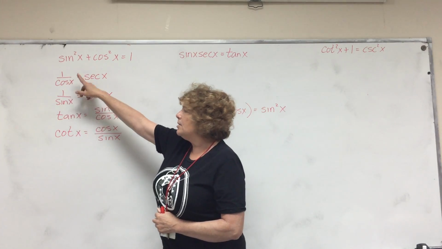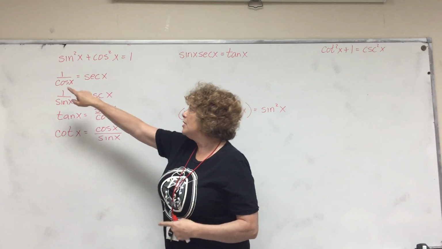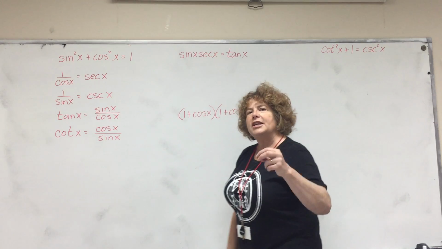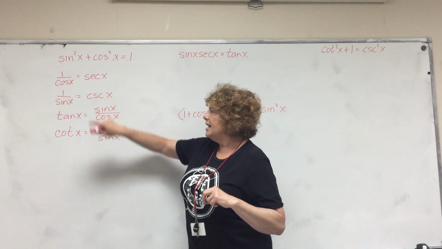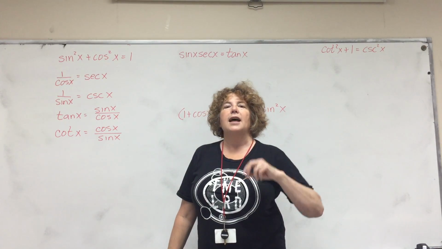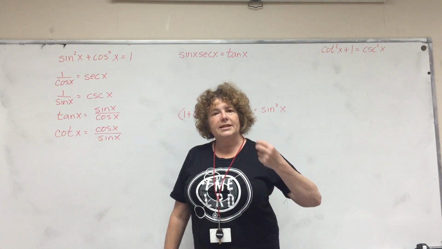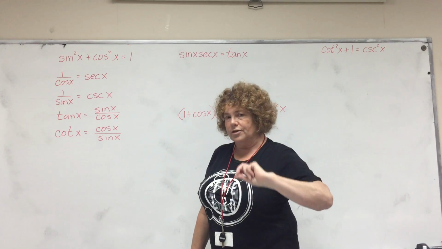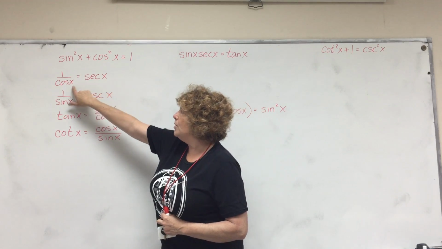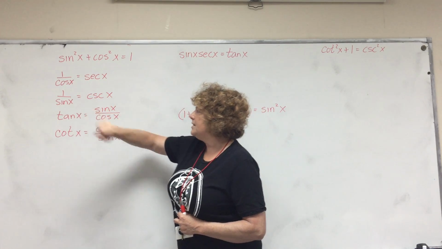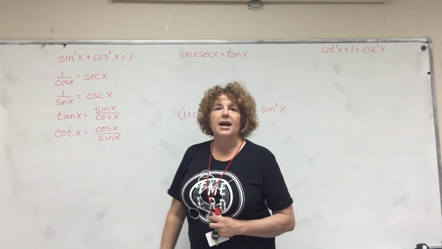These are called reciprocal identities. You flip them over. The secant is the reciprocal of the cosine. So instead of being the adjacent over the hypotenuse, it's the hypotenuse over the adjacent. The cosecant is the flip of the sine, so it is the hypotenuse over the opposite. The cotangent is the flip of the tangent, so it's the adjacent over the opposite. But these are how you're going to be using them. Remember, the secant is 1 over the cosine, cosecant is 1 over the sine, tangent is sine over cosine, and cotangent is cosine over sine.